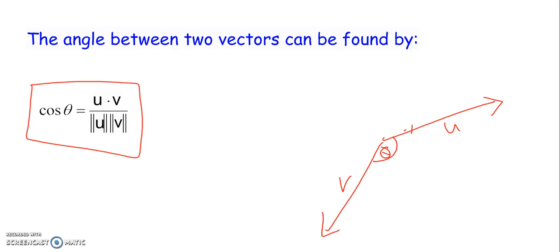This formula works by doing the dot product between u and v and dividing it by, remember, those are magnitudes, right?